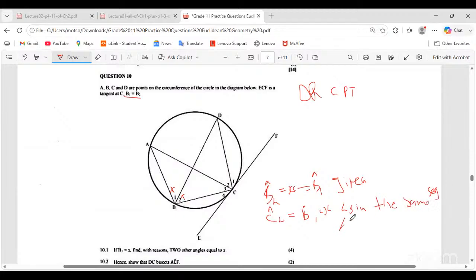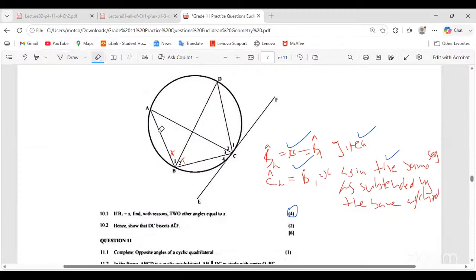Or angles subtended by the same arc. You can say this arc or this chord. Any of the two is correct. Then now you get your mark for the statement, your mark for the reason, your mark for the statement, your mark for the reasoning. Now you have your beautiful 4 marks in your pocket.